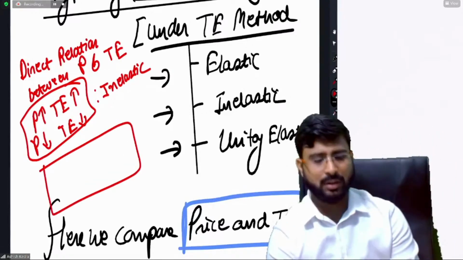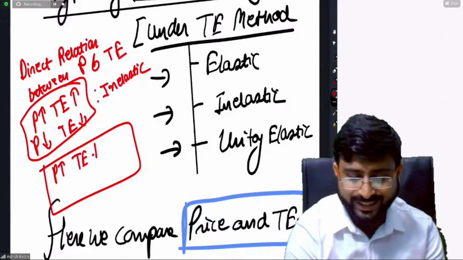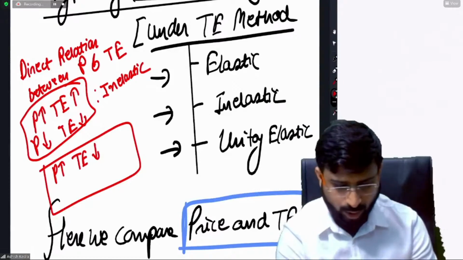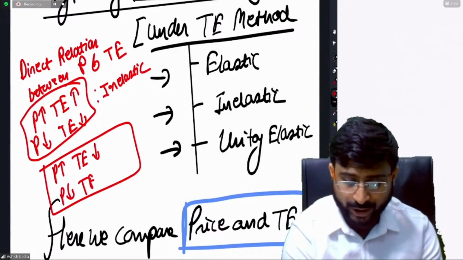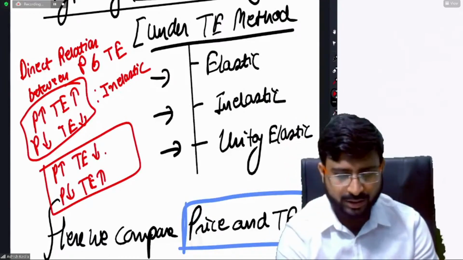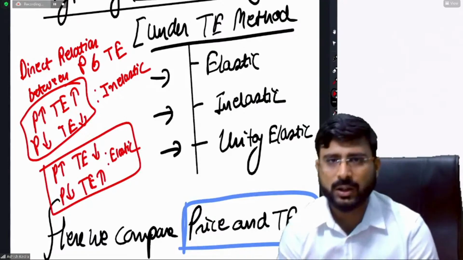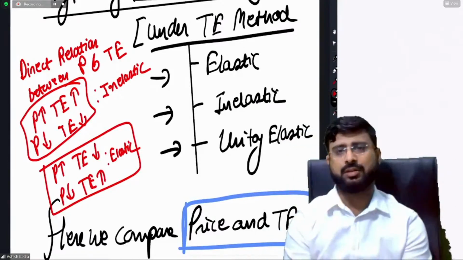But suppose friends, if price rises, total expenditure falls, that is, if there is inverse relation, or when price falls, total expenditure rises. Meaning what? There is inverse relation. Then, my dear friends, we call the demand to be elastic in nature.